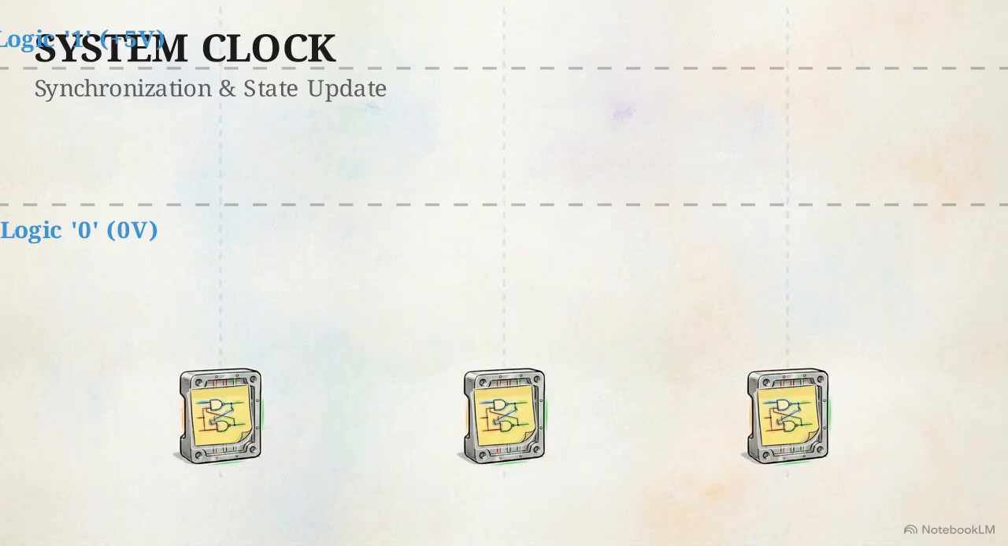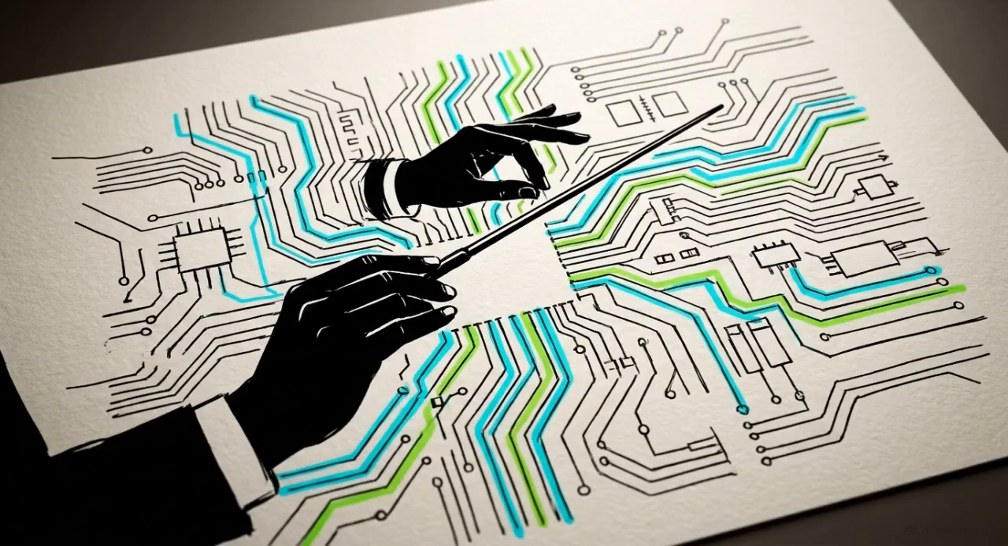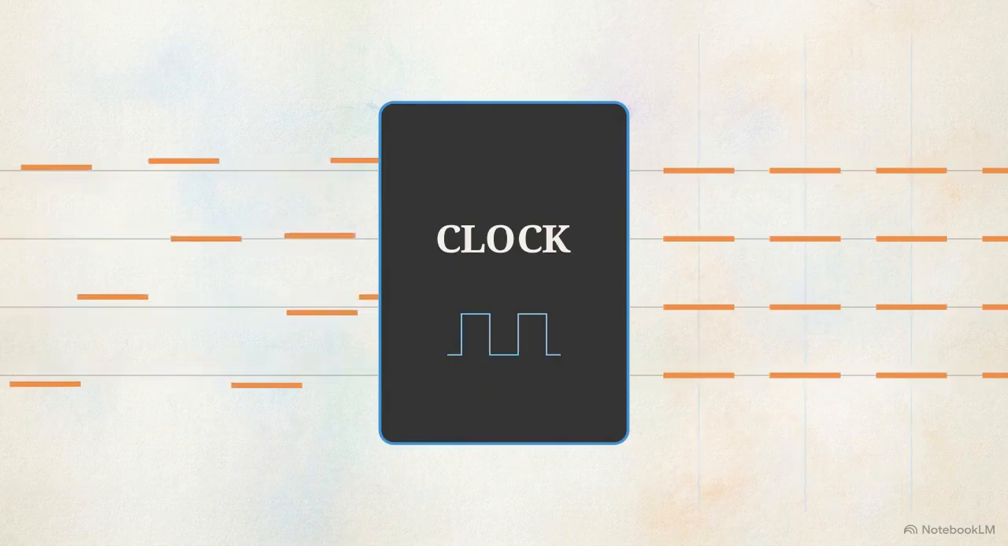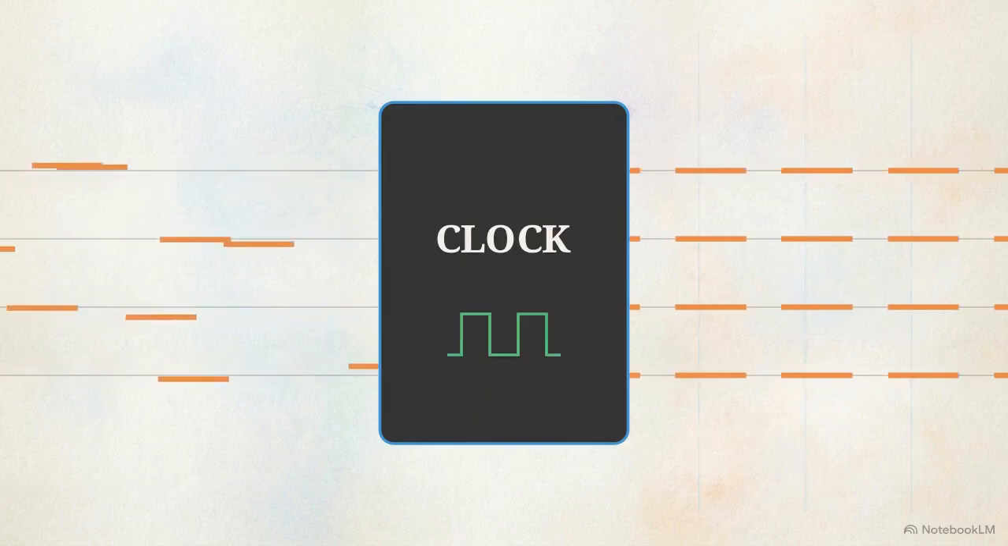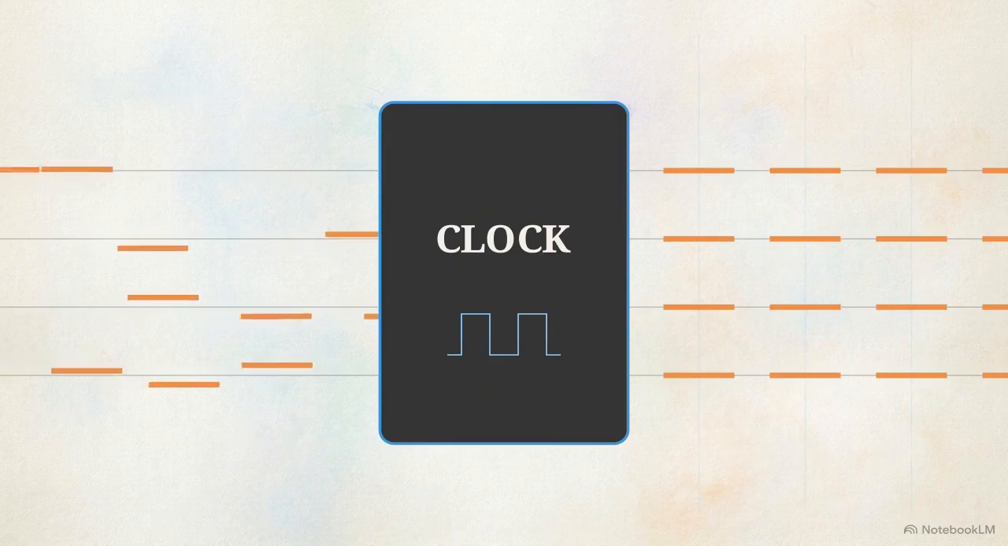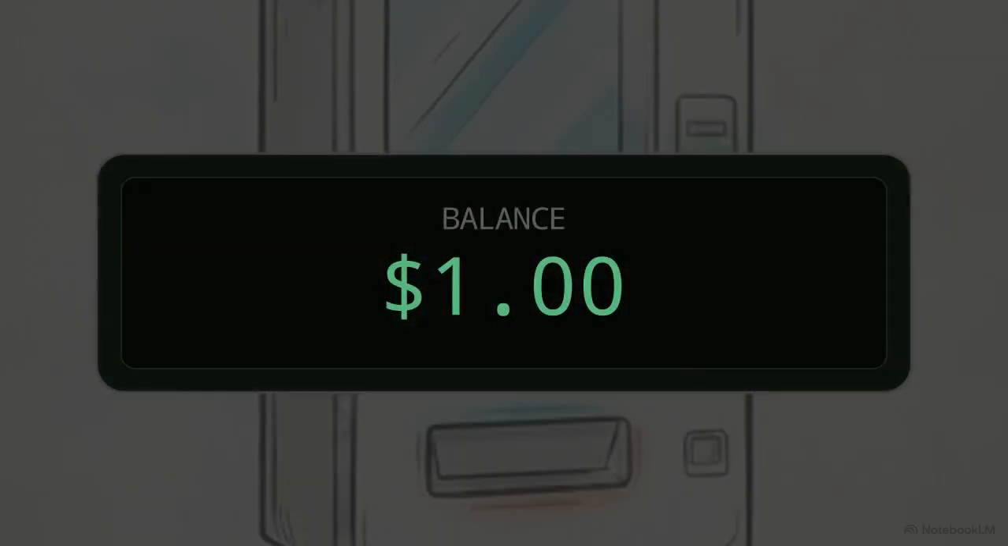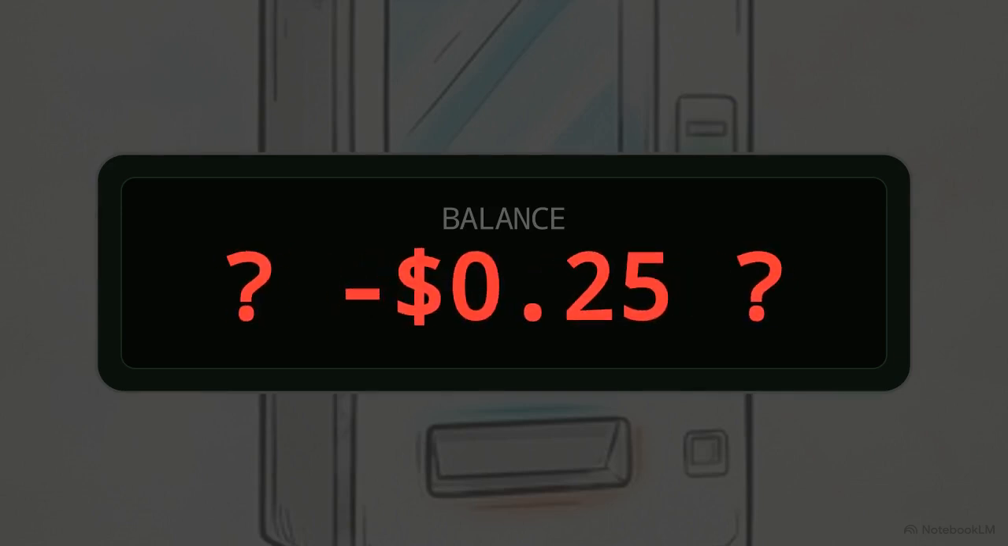That strike dictates the exact millisecond the machine is allowed to read inputs and update its sticky notes. The clock is the invisible conductor of the circuit. It takes a chaotic jumble of electrical signals and organizes them into a safe, reliable, step-by-step process. With our logic and memory working, how does a machine that only knows ones and zeros handle an abstract concept? For example, if you cancel a transaction, the machine owes you money. How does it represent a negative number?